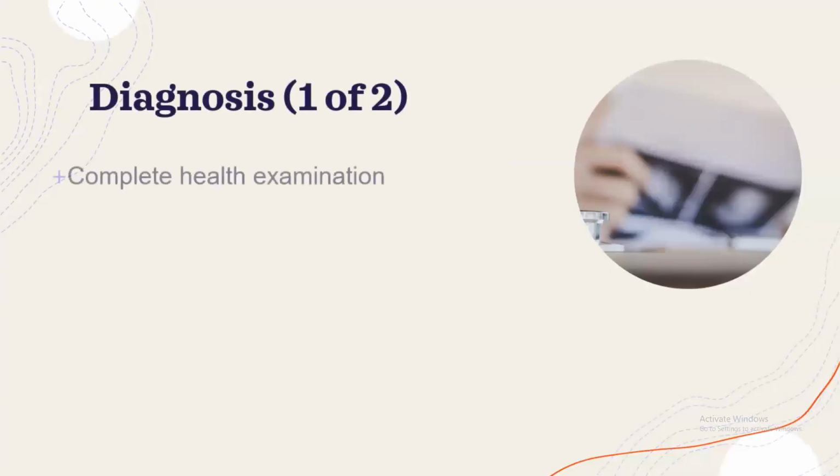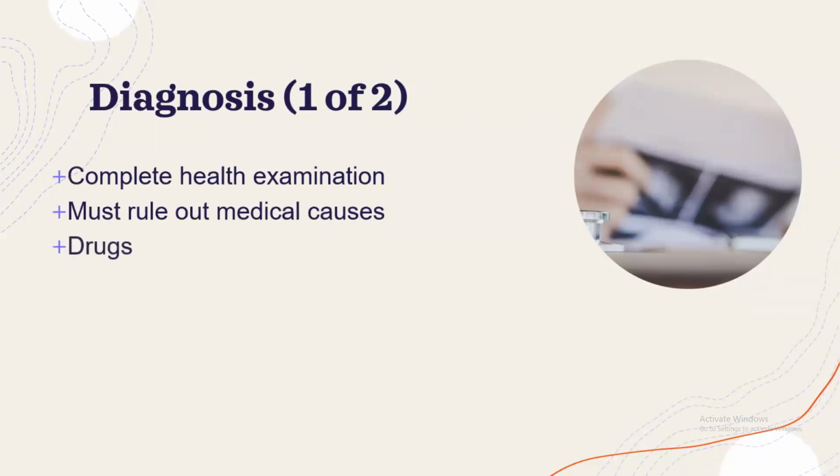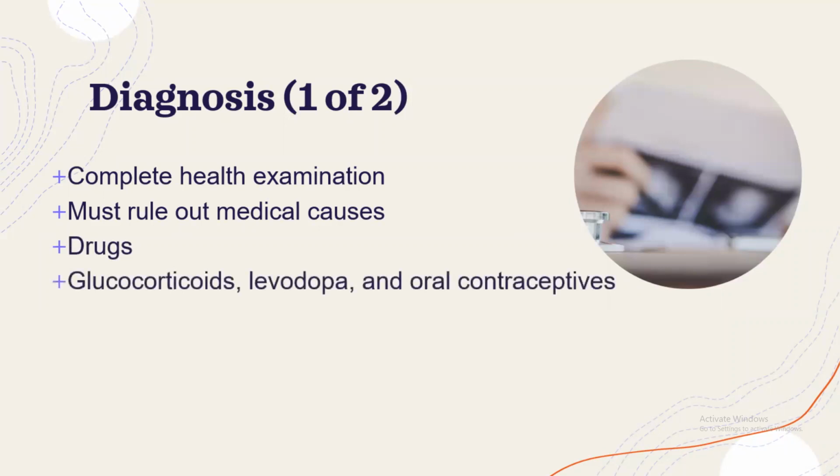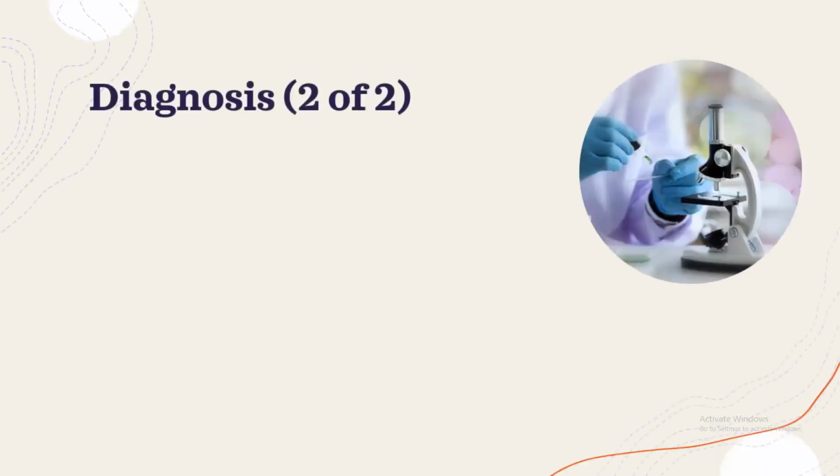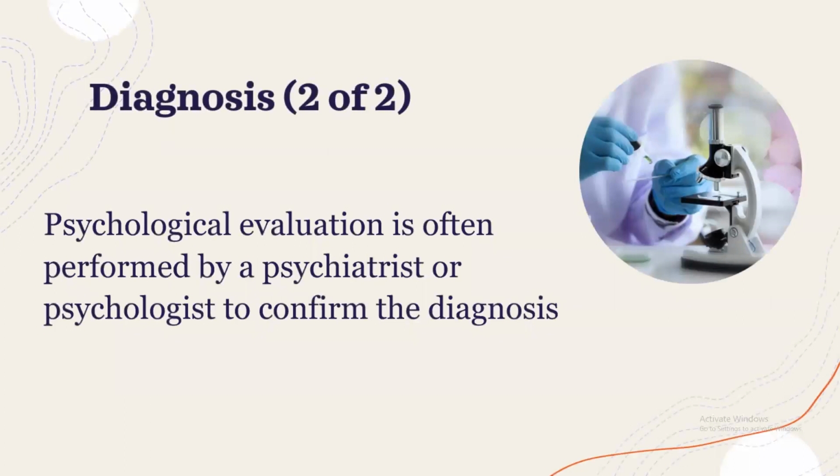So diagnosis includes a complete health exam; we must rule out the medical causes first, and then we look at drugs that can cause depression, like glucocorticoids, levodopa, and oral contraceptives. We can also find medical and neurological disorders in a person, such as vitamin B deficiency, thyroid gland problems, and early Alzheimer's disease. This can happen in a person who has depression. Also, a psychological evaluation is performed by a psychiatrist or psychologist to confirm the diagnosis.